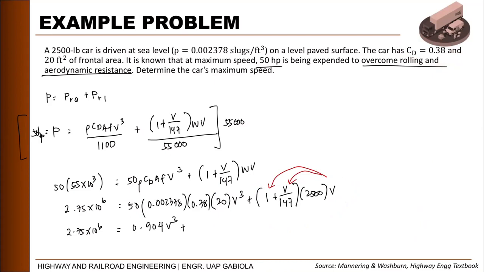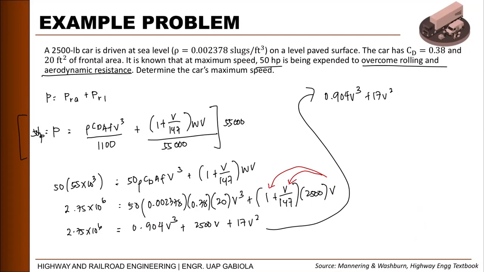So, plus 25 V plus 25 divided by 147. That is 17 V squared. So, we have a cubic equation. Let's try to rearrange. V cube plus 17V squared plus 2,500 V minus 2.75 times 10 to the 6 is equal to 0.